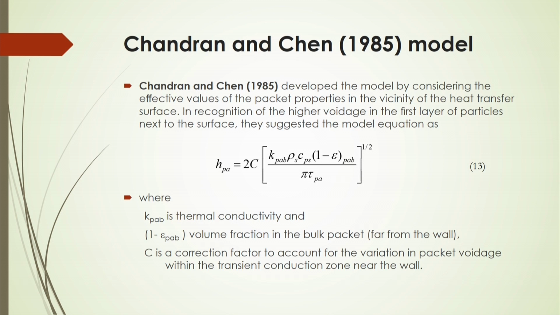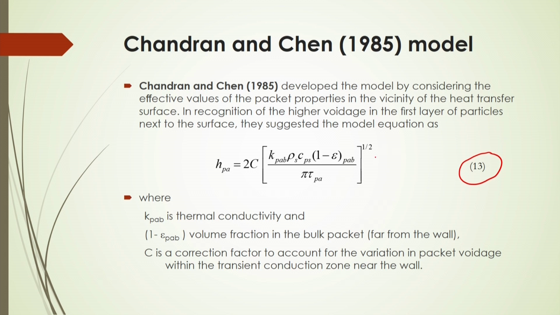Now, Chandran and Chen in 1985 developed a model by considering the effective values of the packet properties in the vicinity of the heat transfer surface, and in recognition of the higher voidage in the first layer of particles next to the surface, they suggested the model equation given by equation number 13. They represented h_pa, the heat transfer coefficient of the packet particles, as equal to 2 times C times k_pab times rho_s C_ps times (1 minus epsilon_pab) divided by pi t_pa, all to the power half.